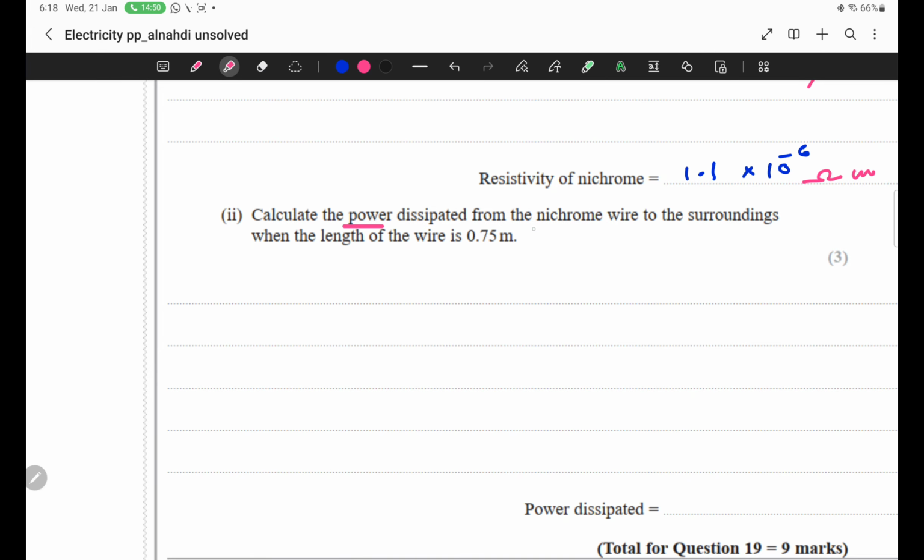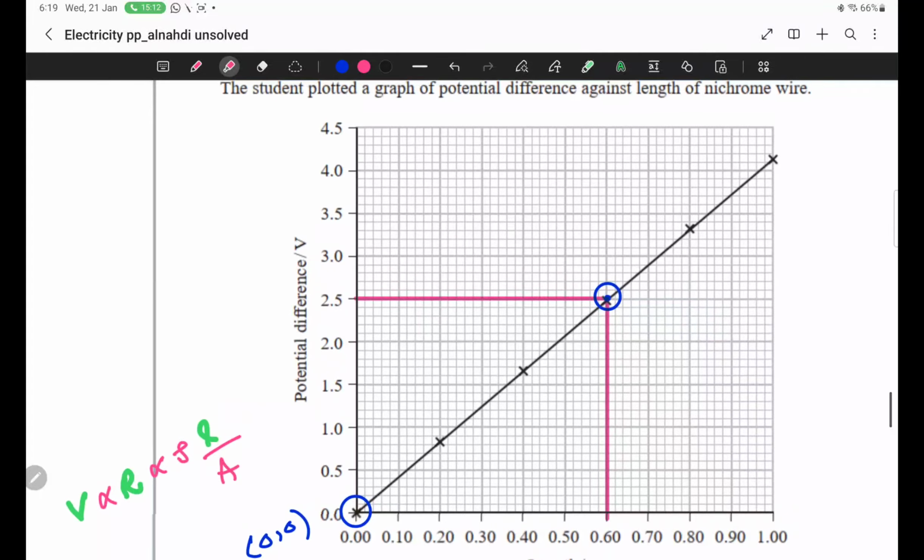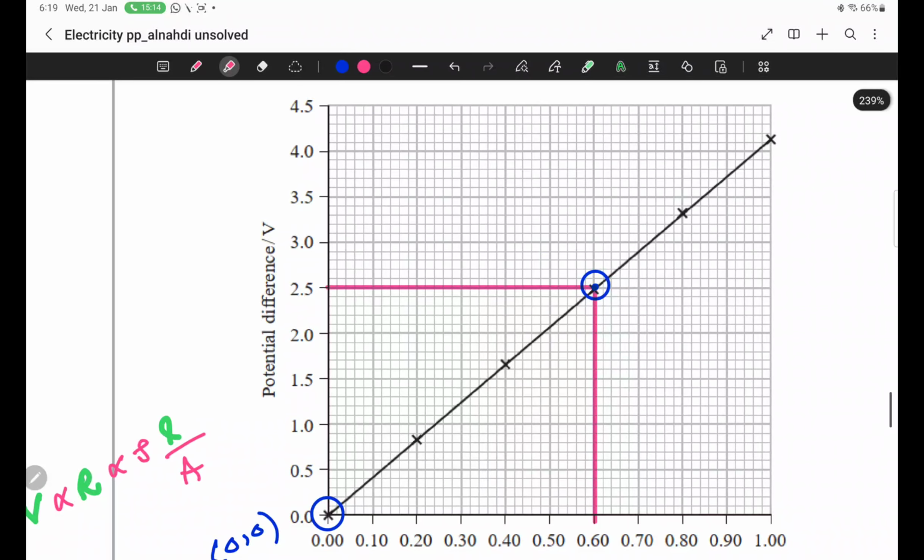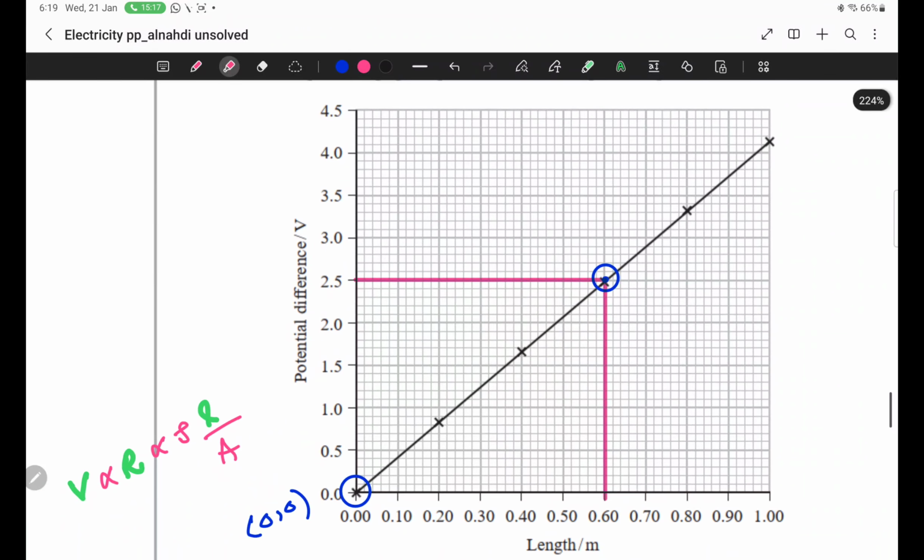Calculate power for the nichrome wire when the length is 0.75 meter. Okay, you have to calculate power. You know, and I think I should not help you to calculate power. But Zenith, power calculate करना है and the length of the wire is 0.75. आप मुझे बताइए इस ग्राफ में क्या करेंगे to calculate power? If you are given length is 0.75 meter. जी बेटा Zenith, very simple question I am asking.